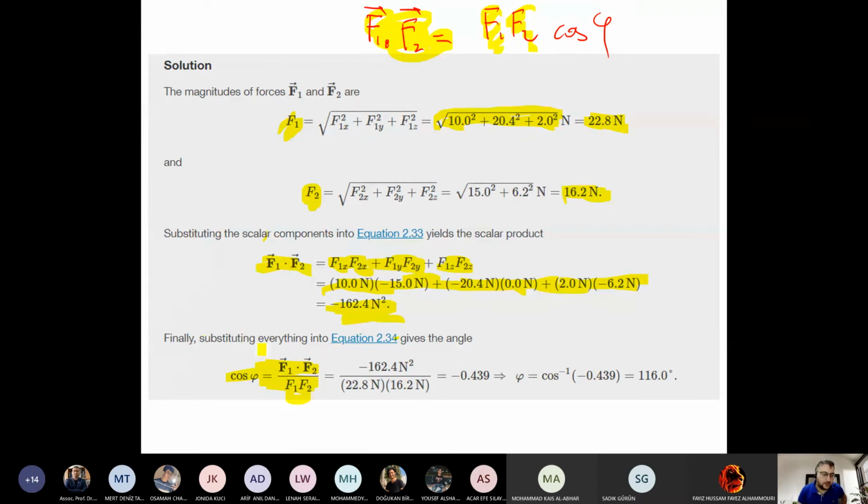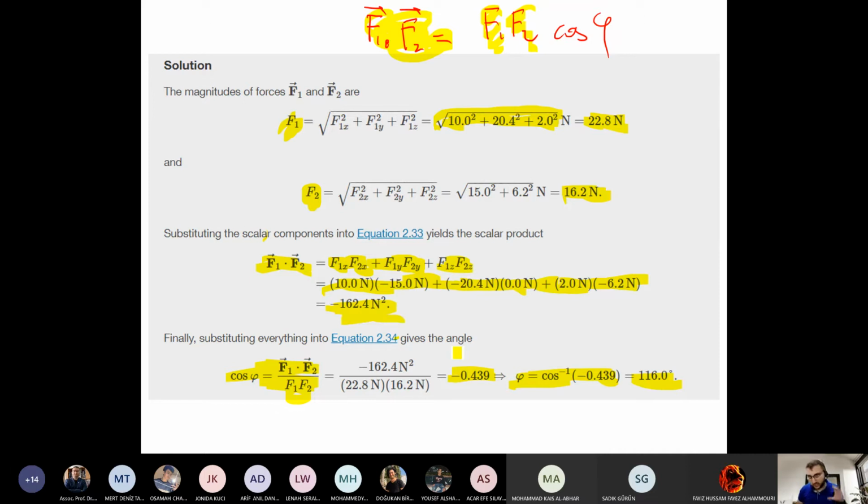So when you put it in the equation, you can find that cosine phi is equal to minus 0.439. But you need to find the angle. How can you find it? You must take the inverse of the cosine. So put this number inside the inverse cosine and find the angle. The angle will be 116 degrees.